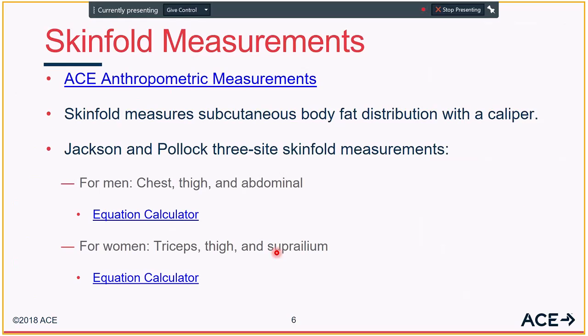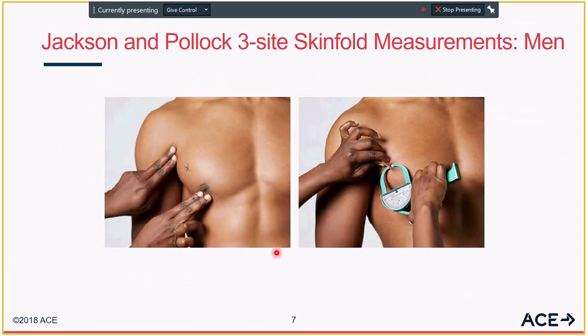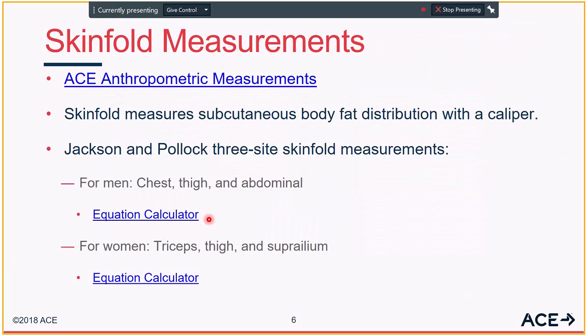But ACE likes to go over skin folds a little more. Skin folds, I'll just show you, is when you are pinching the skin and you get a little reading in millimeters on the calipers there. The most popular one is the Jackson-Pollock 3-site skin fold, which goes over that in the next couple of slides. You don't need to know how to do that for the ACE exam, but it might be something you want to learn so you can measure your client's body fat percentage through the skin folds.